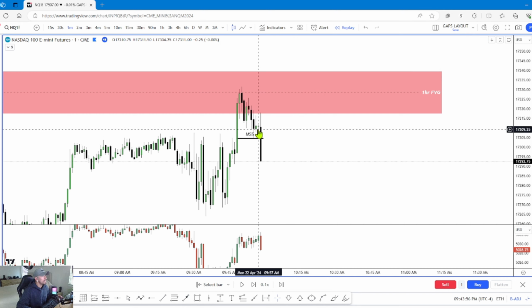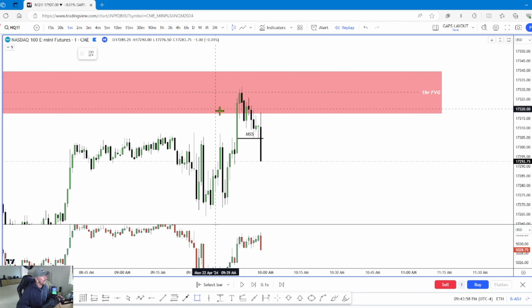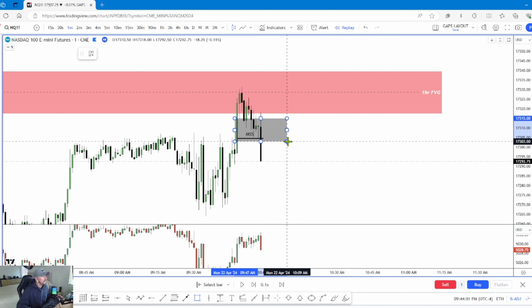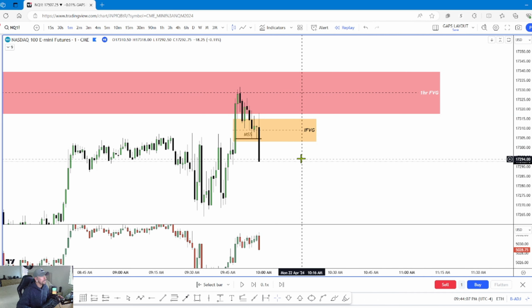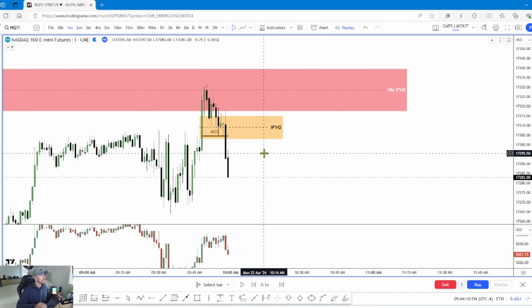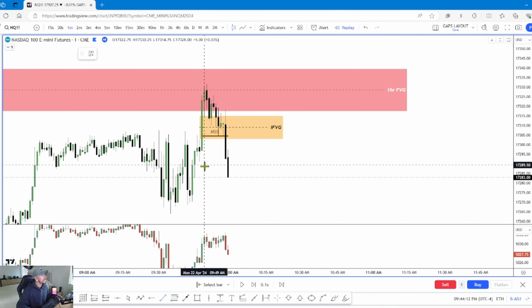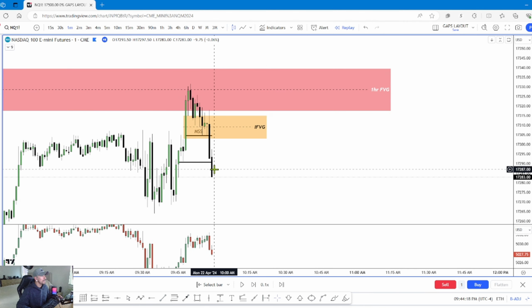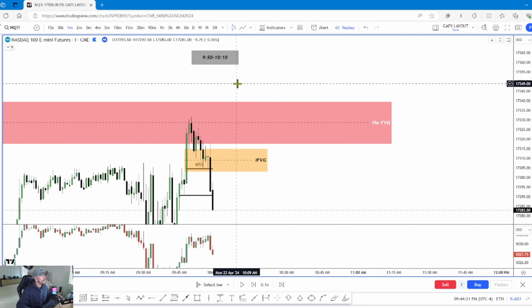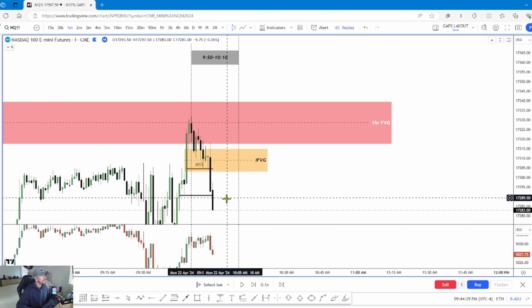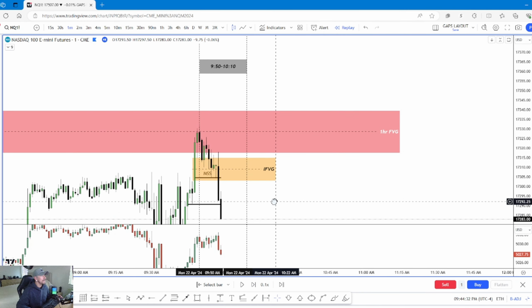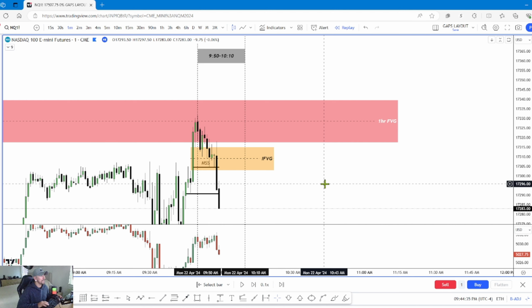So displacement. We also get a change in the state of delivery. This becomes an inversion fair value gap. And we also get another swing low broken here. So we're still within our time window, 9:50 to 10:10. Now we're just waiting for price to come back into it.